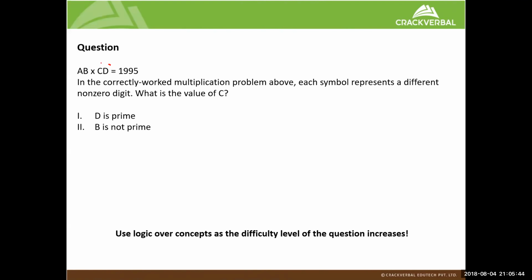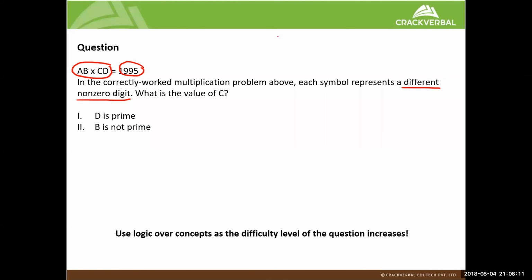Now, as soon as you see two numbers multiplied to each other as 1995, you remember you can always break down 1995. So the question says in the correctly worded multiplication problem above, each symbol represents a different non-zero digit. So I'm going to read the question carefully. Each symbol represents a different non-zero digit. What is the value of C? So I'm going to spend more time on the question stem.